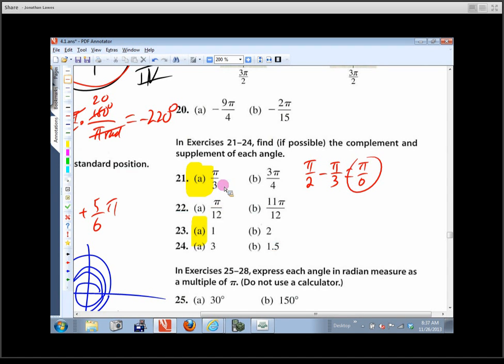How would we find the supplement? Pi minus pi thirds. Okay. If I take 1 pi and I subtract 1/3 of pi, what would be left? 2/3 of pi, or 2 pi thirds is the way we normally say it. Okay, let's take a look at this one right here. Will that one have a complement?